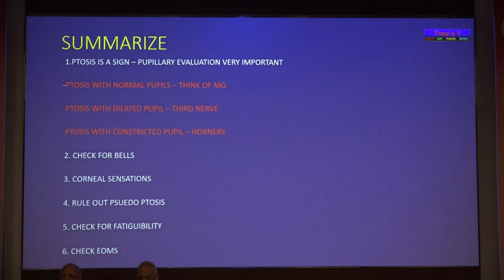To summarize, ptosis is a sign. Pupillary evaluation is very important. Ptosis with normal pupils, think of MG. Dilated pupils, think of third nerve. Constricted pupil, think of Horner's. Always check for your Bell's and corneal sensations. Rule out pseudoptosis. Check for fatigability and the extraocular movements.